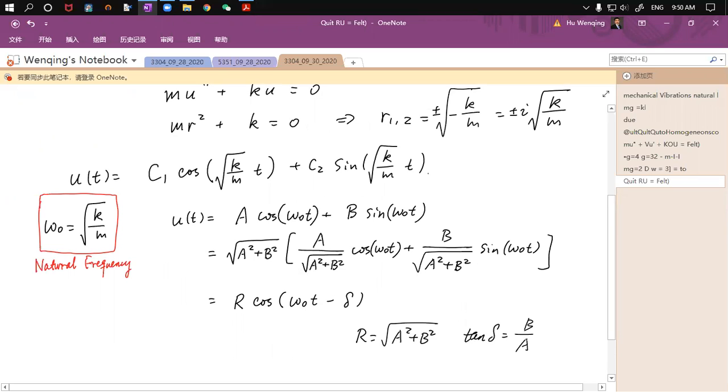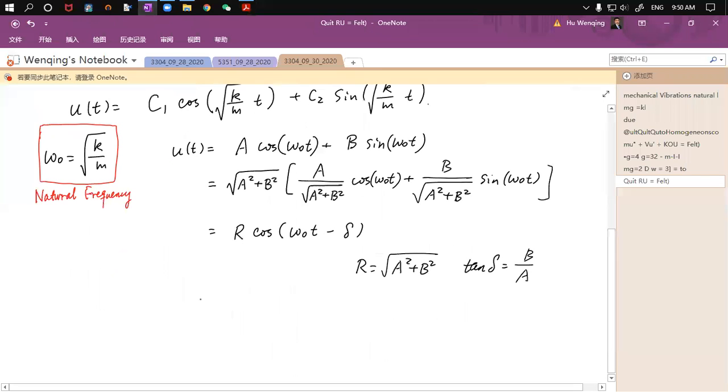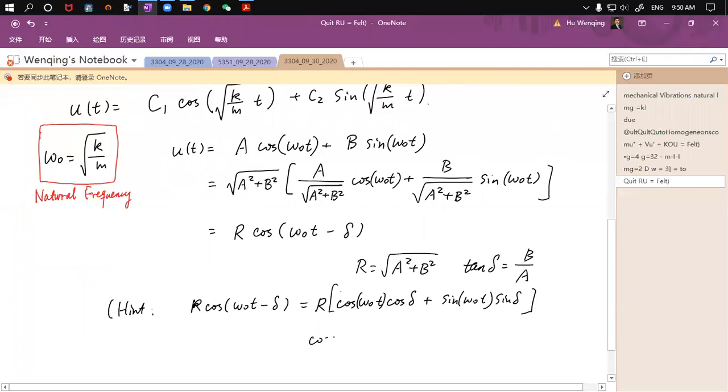This is very elementary trigonometry. Just remember that, as a hint, r cosine of omega 0 t minus delta is actually equal to r times cosine of omega 0 t cosine of delta plus sine of omega 0 t multiplied by sine of delta. And that means you just want cosine of delta equal to a over the square root of a squared plus b squared, as well as sine of delta equal to b over the square root of a squared plus b squared, which is just given by this tangent delta.